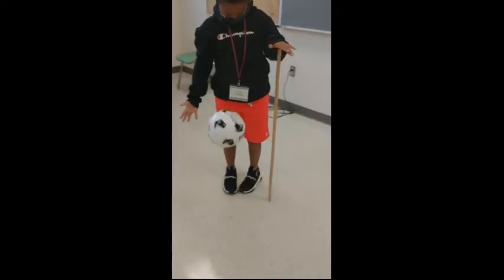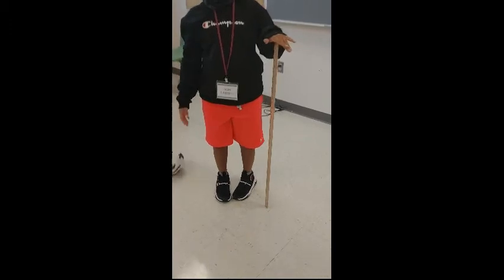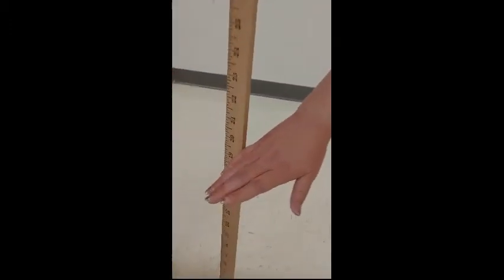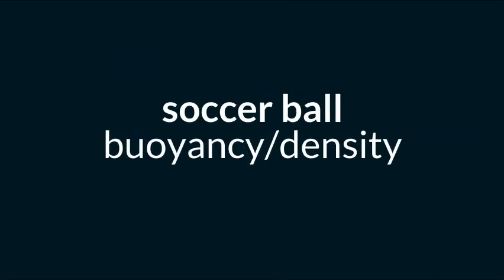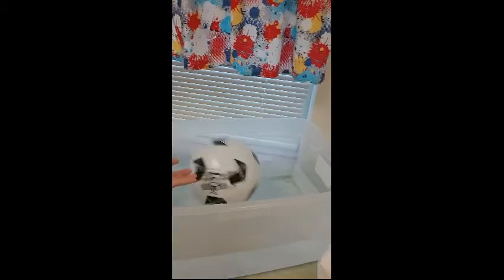So how high did it bounce, Zoe? What do you think? I would say about right here. Okay. Oh, we got the wrong side out. Remember, we have to use centimeters. So, centimeter side, show me. Okay, so right about 50. And you can see that it floats.